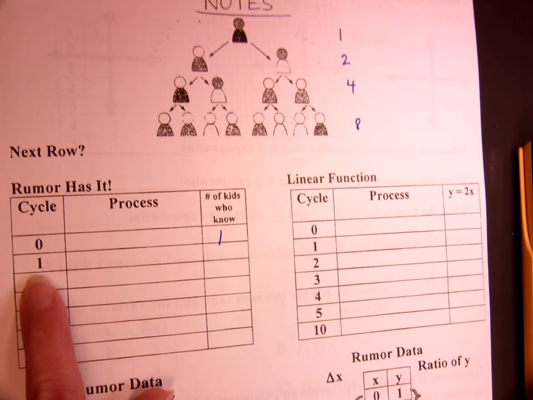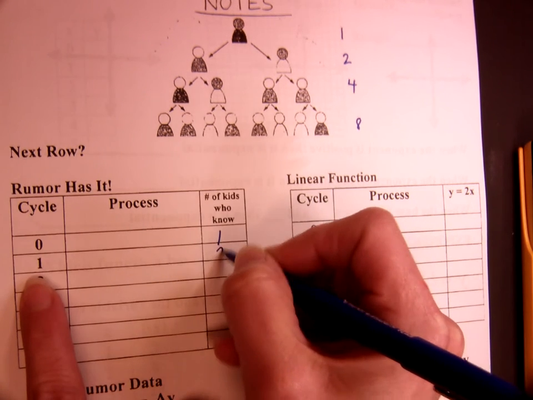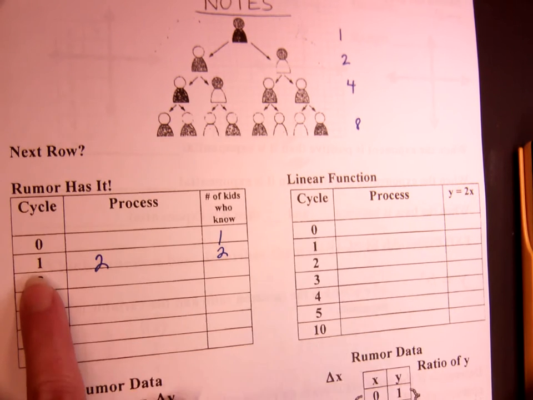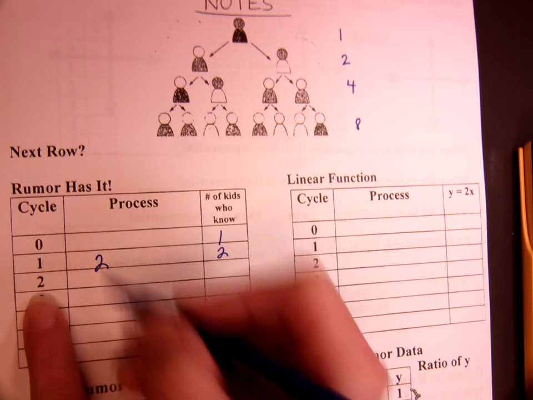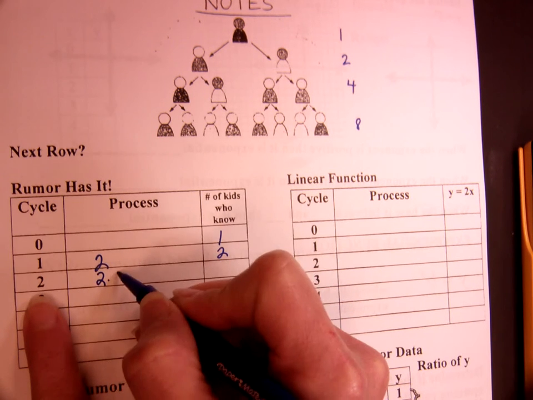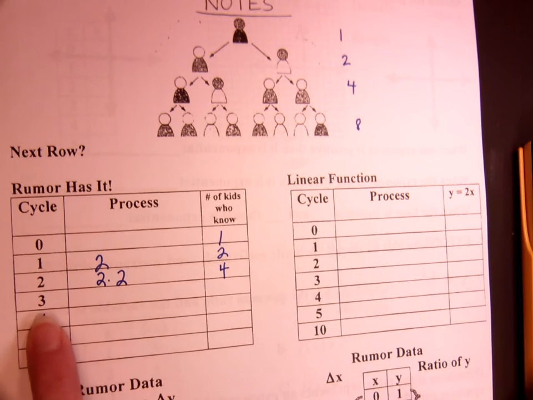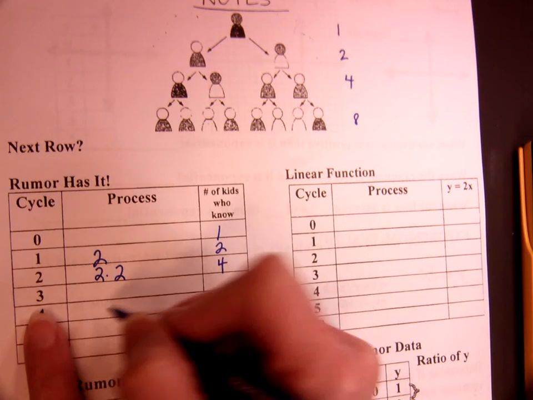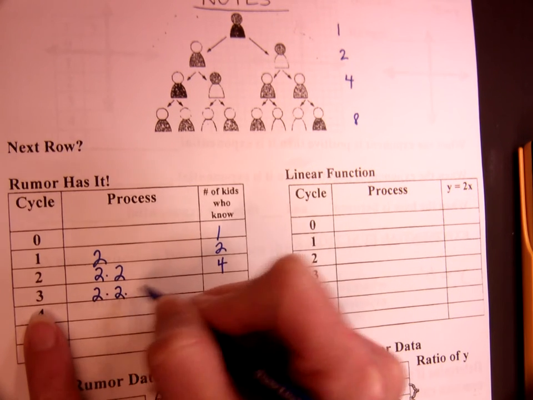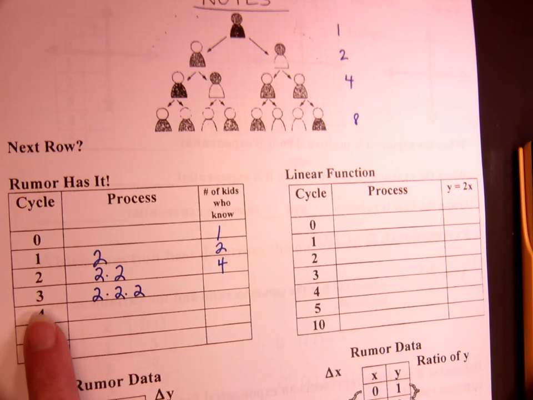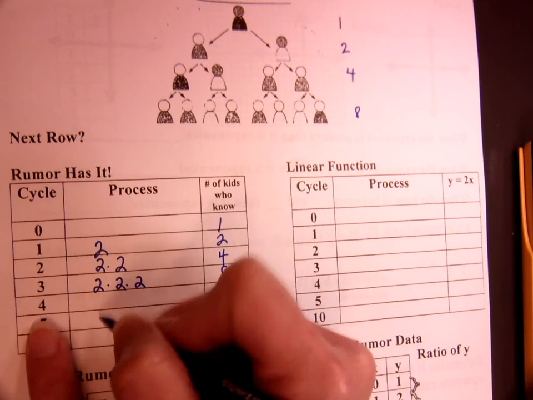In the second cycle, how many know? Two people know. We've told two people. Now, in the next cycle, we have those two people telling two people. What is that? That's 4. Then for the third cycle, these people are telling two more people. That would be 8. What about the next? 16.